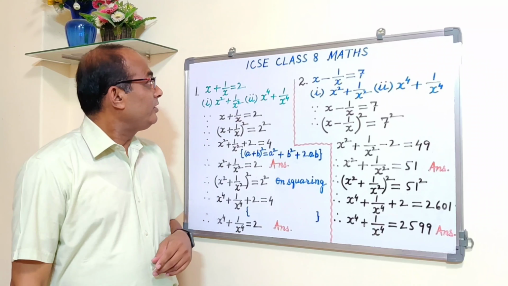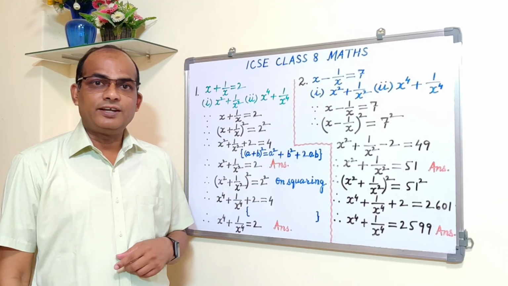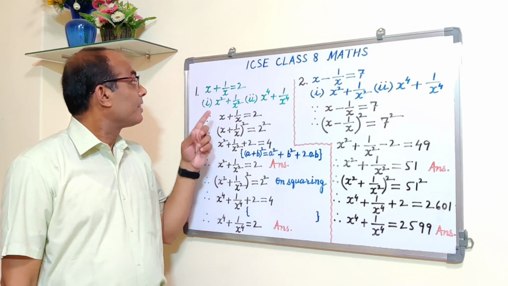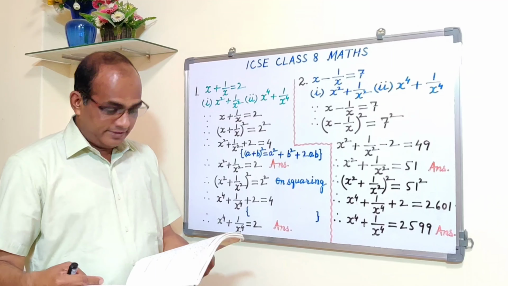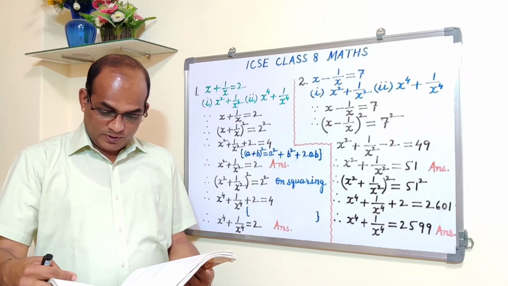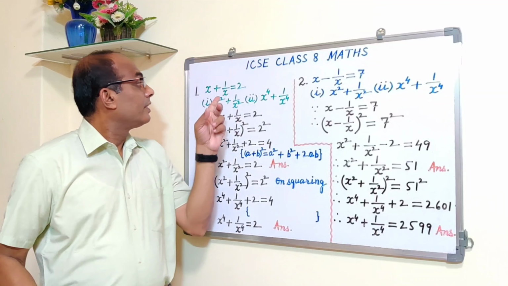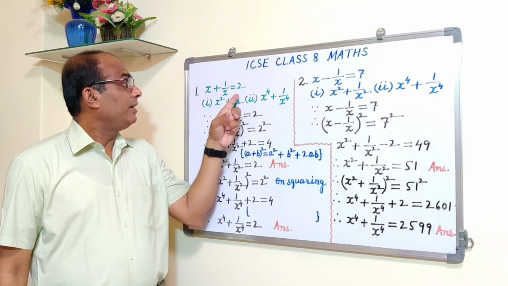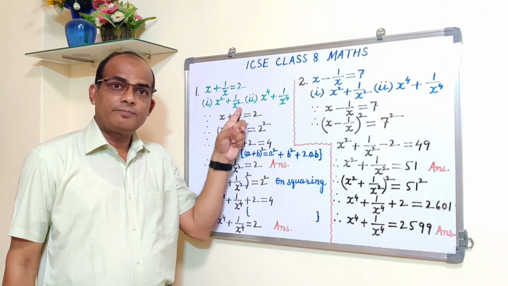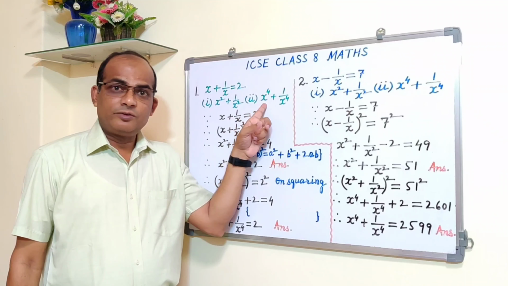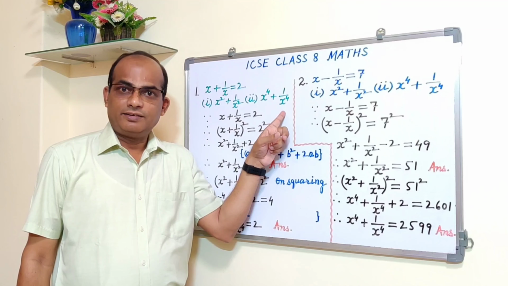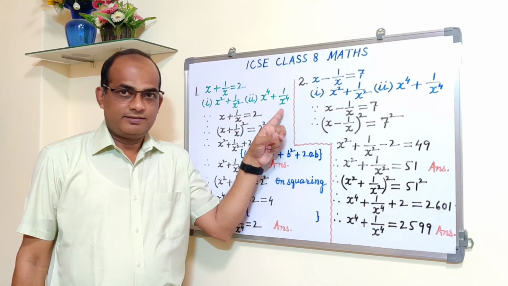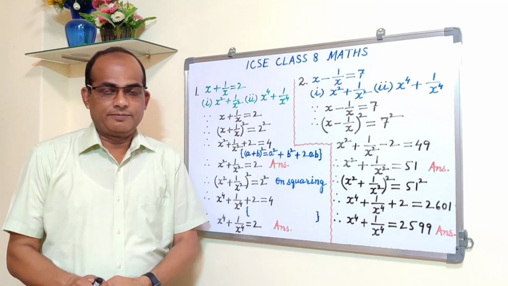The first question I have taken is: x plus 1 over x is equal to 2. Evaluate, first, x square plus 1 over x square. Second, x raised to the power 4 plus 1 over x raised to the power 4. This is the first question that I am taking today.